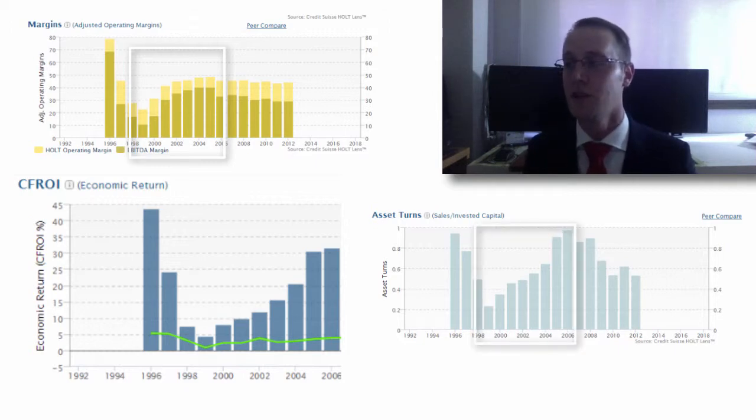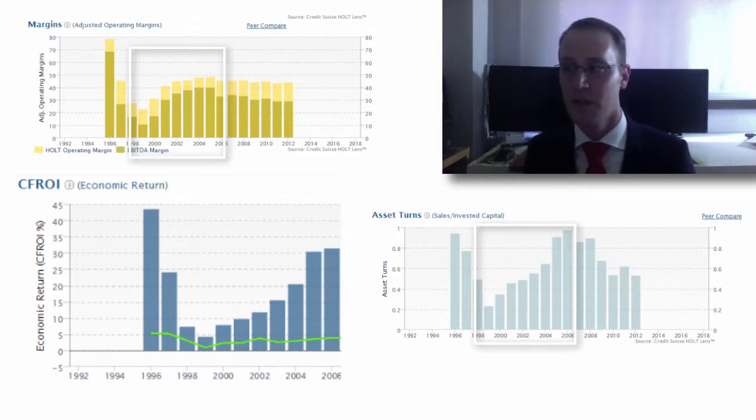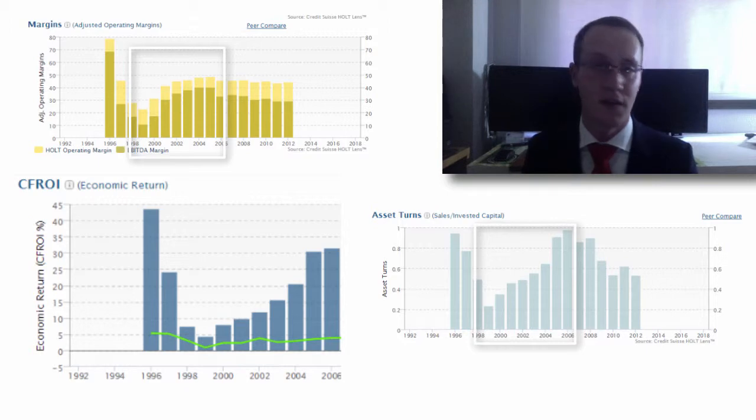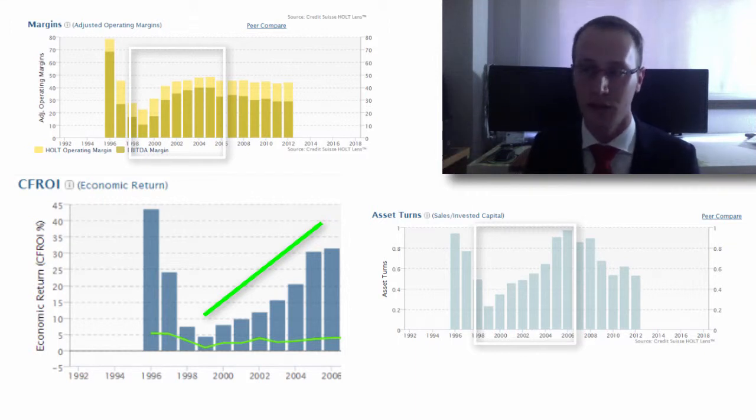The asset efficiency increased from 0.22 to a maximum of nearly 0.95, which means that for every dollar invested, eBay generated 95 cents in sales. Hence, if we combine these two trends, we can explain the great increase in economic returns during those 7 years.